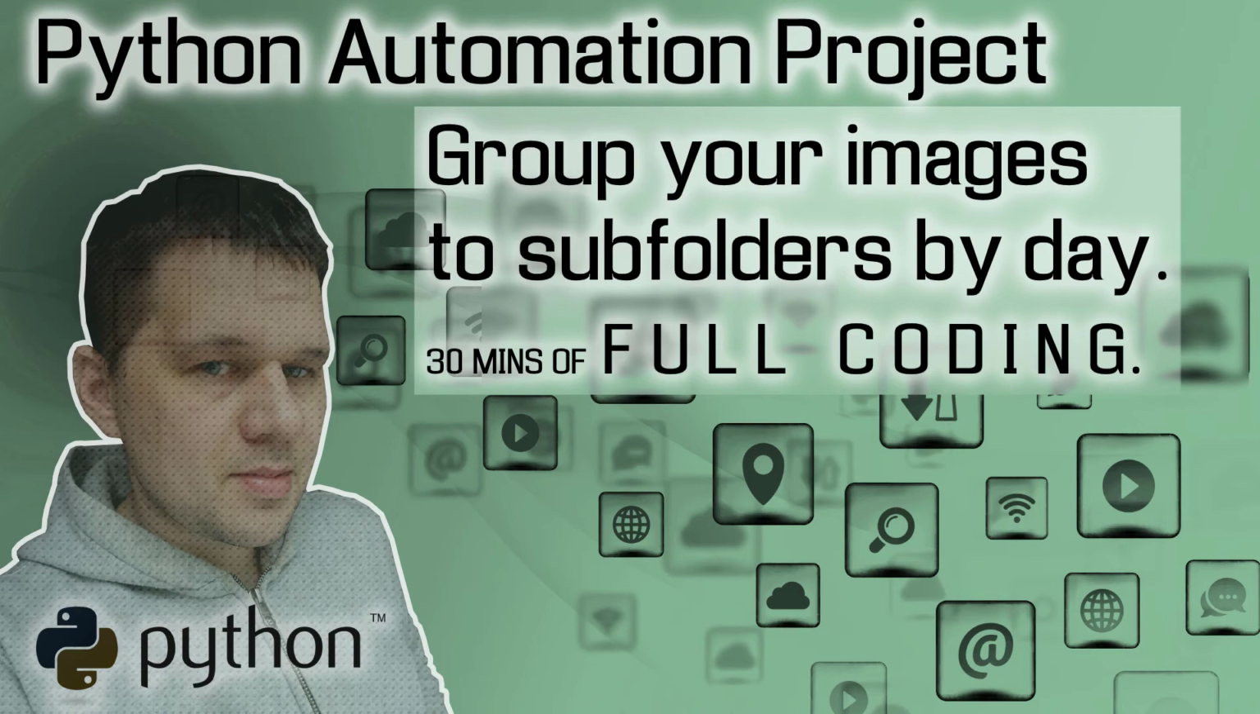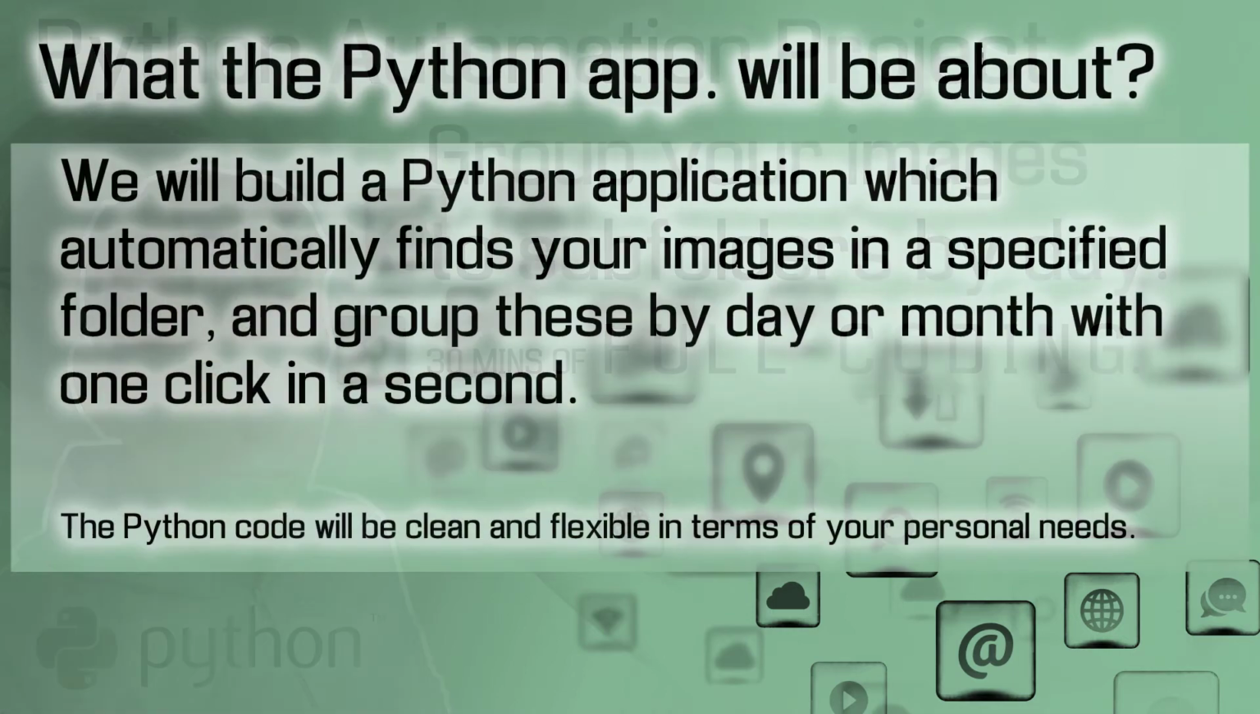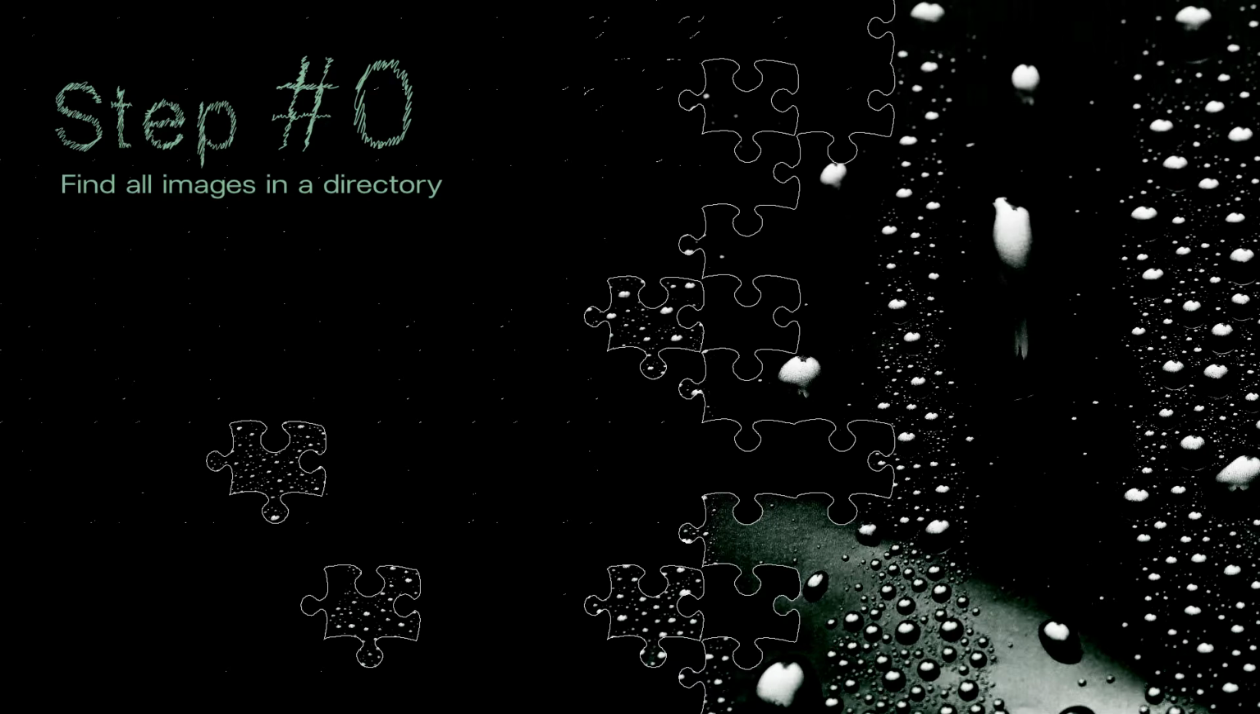Hello guys, in this video we will create a Python application that will automatically find your images in a specified folder and group these by ID or month with one click in a second. The Python code will be clean and flexible in terms of your personal needs.